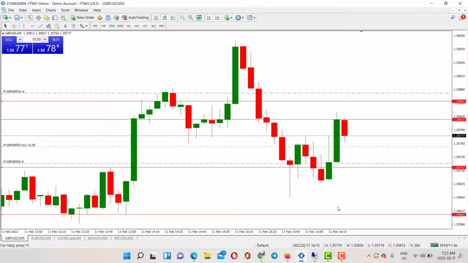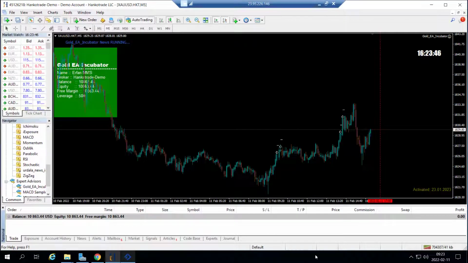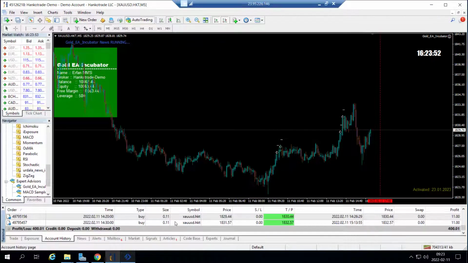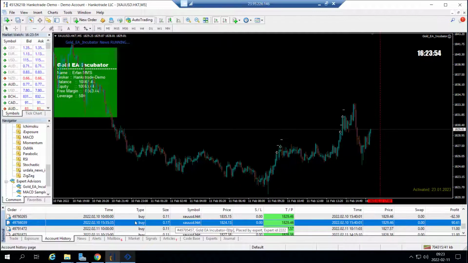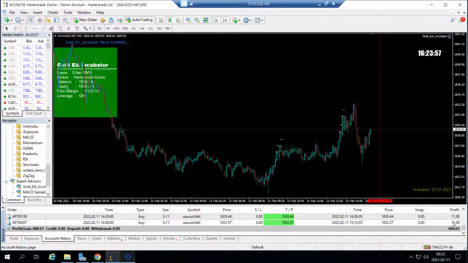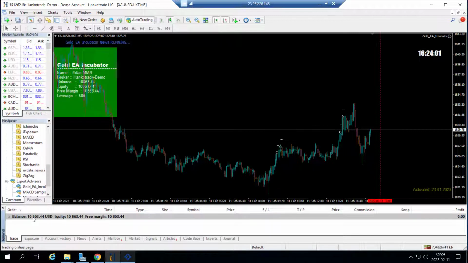So before that, let me just give you a quick update for Goldie Incubator, guys, for last night. Today is February 11th, and Goldie Incubator closed like 5 trades if I'm not wrong. As you can see, the date is here, the amount is here, and we are up $400 in the last 24 hours, and in total we are over $863 USD, so 8.63%.